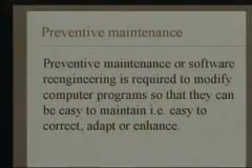Lastly, the preventive maintenance. Preventive maintenance in software engineering is required to modify computer programs so they can be easy to maintain, that is easy to correct, adapt or enhance. Basically, what this means is that preventive maintenance is a sort of fallback mechanism, a way to get ready. Before the problem actually occurs, let's get ready and make sure that it is easy to solve the problem when it occurs.